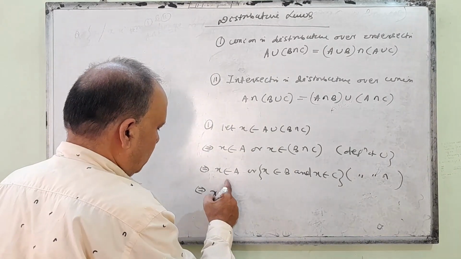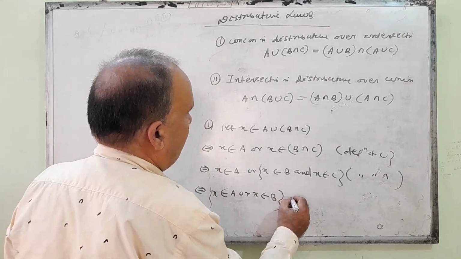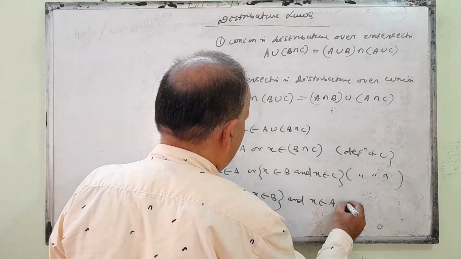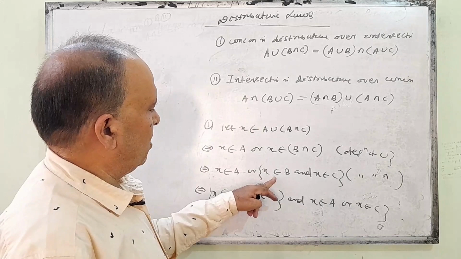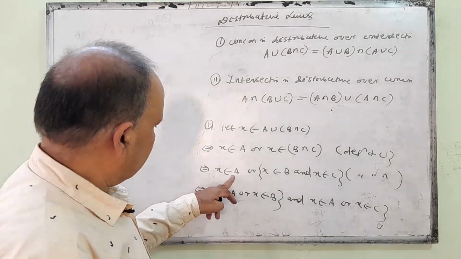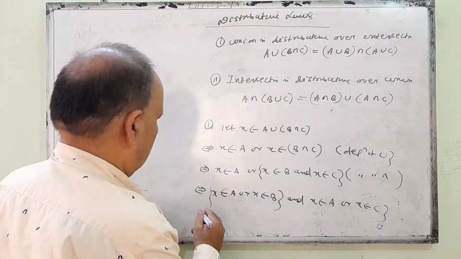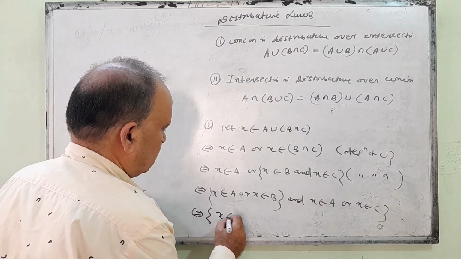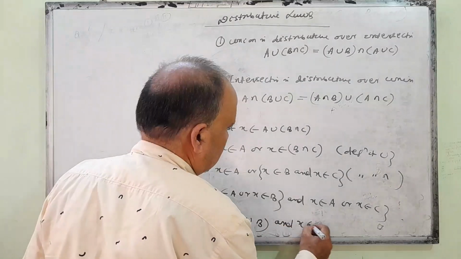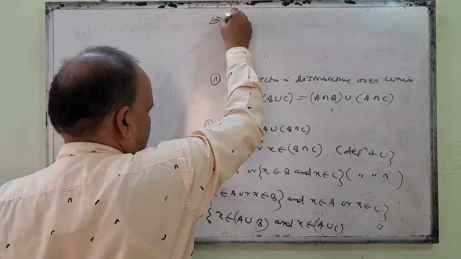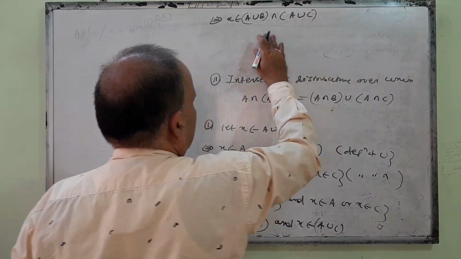Next, a very important step: you can write x belongs to A or x belongs to B, and x belongs to A or x belongs to C. You remember this step? x belongs to A or x belongs to B and x belongs to C. We can write x belongs to A or x belongs to B and x belongs to A or x belongs to C. This implies and is implied by x belongs to A union B and x belongs to A union C. Next step is x belongs to (A union B) intersection (A union C). You get the right hand side.